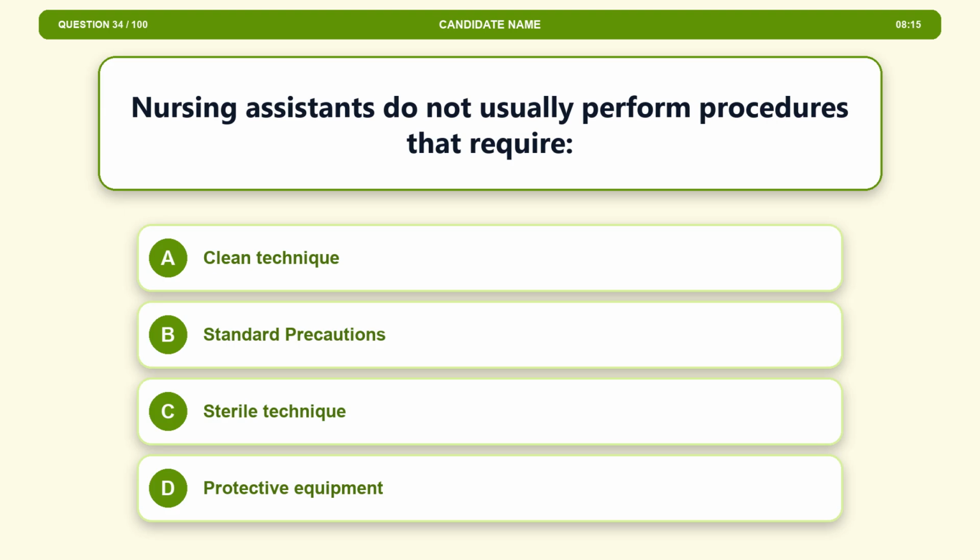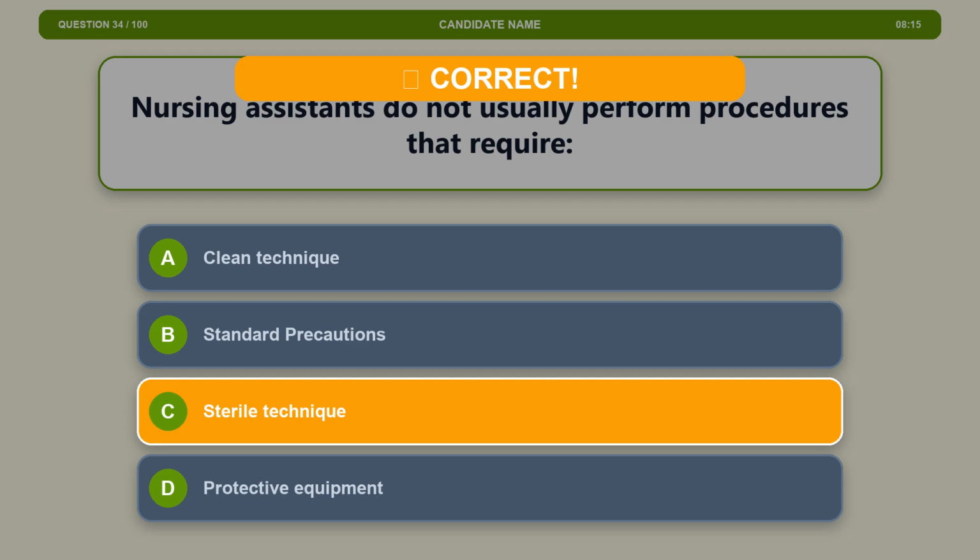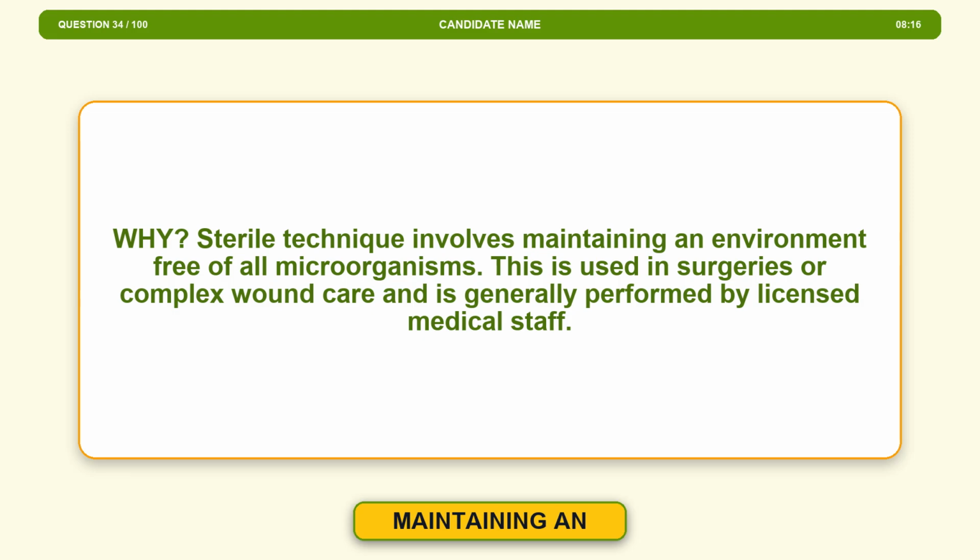Question 34. Nursing assistants do not usually perform procedures that require: Option A, clean technique. Option B, standard precautions. Option C, sterile technique. Option D, protective equipment. The correct answer is option C, sterile technique. Sterile technique involves maintaining an environment free of all microorganisms. This is used in surgeries or complex wound care and is generally performed by licensed medical staff.